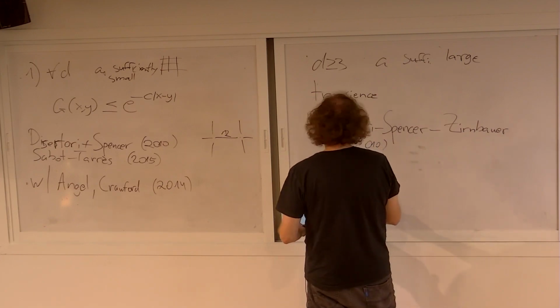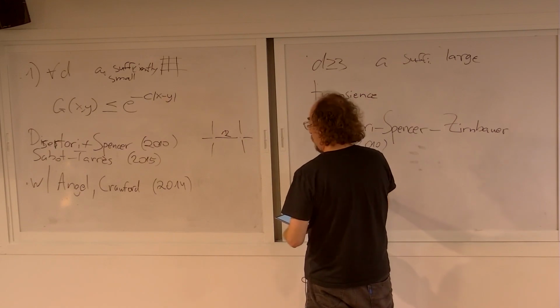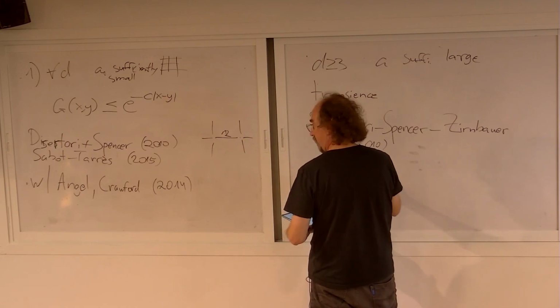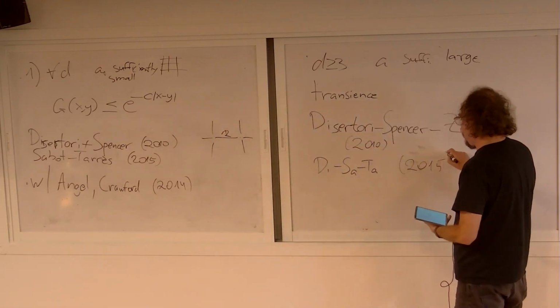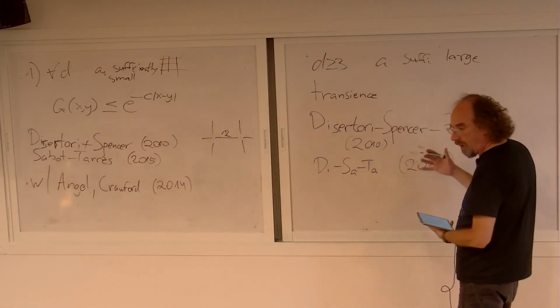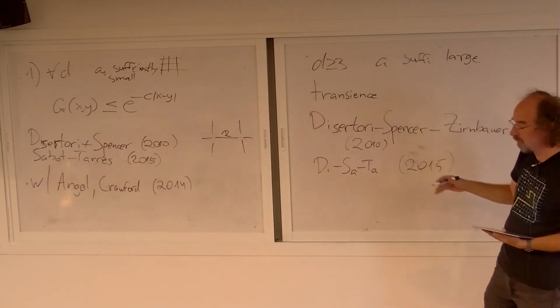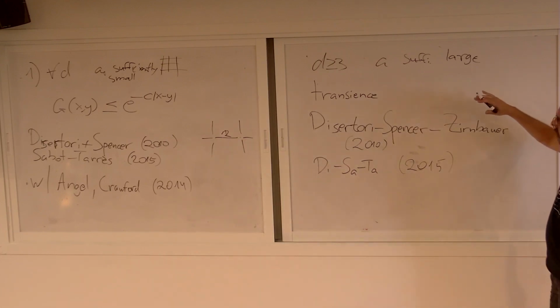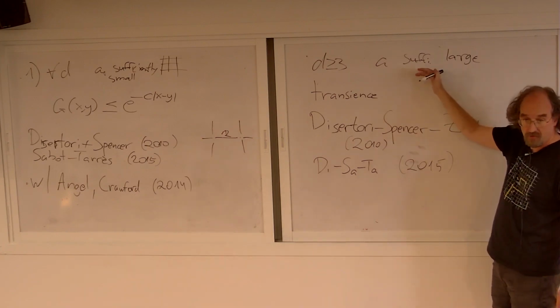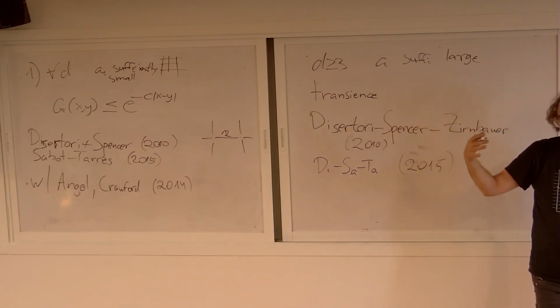If I write Disertori every time, I will not have time for anything else. And then again, in the more random setup, by Disertori, Sabot, and Tarrès. Questions about the statement? Again, D bigger than or equal to 3, A sufficiently large, then the walker eventually drifts off to infinity.